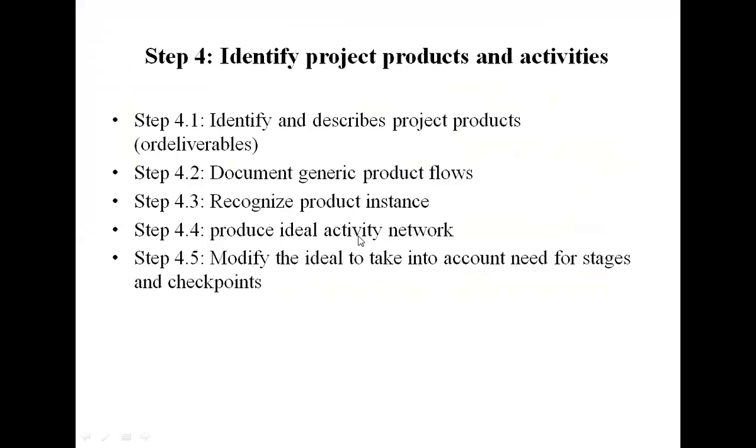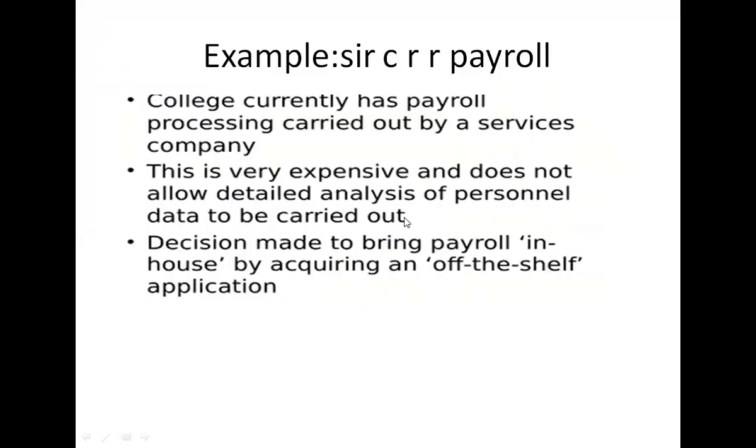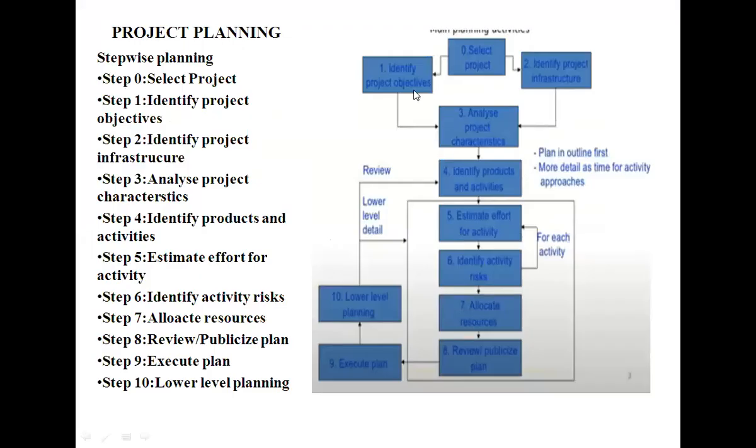Okay. Yesterday I explained these 4 steps. First one, identify project objectives, identify project infrastructure, analyze project characteristics, and identify products and activities. So today I'm going to explain steps 5, 6, 7, 8, 9, 10 regarding project planning.